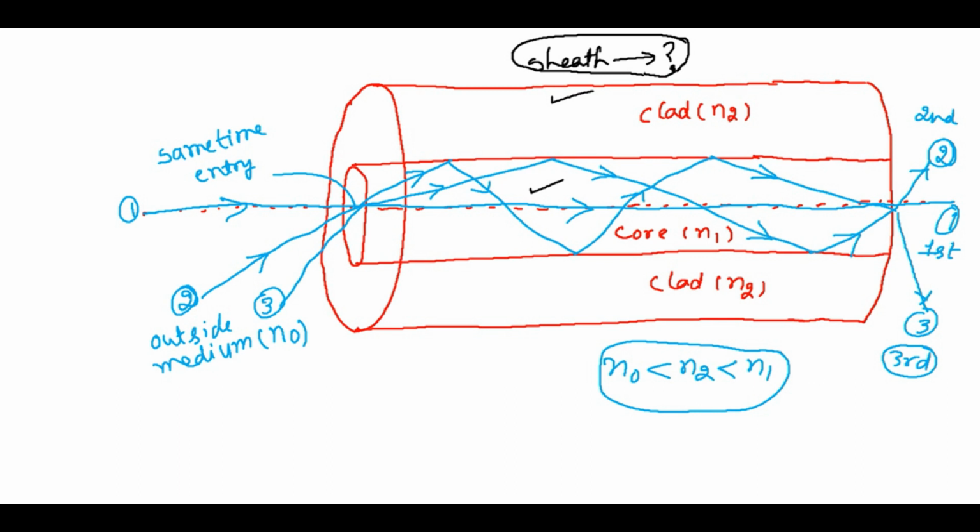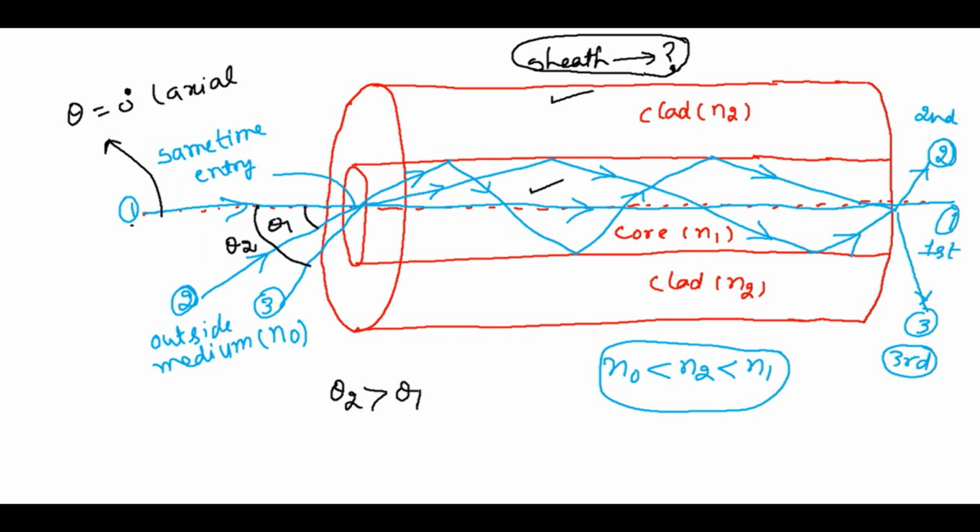I have shown here three different rays of light. Ray number 1 is traveling parallel to the axis. Ray number 2 is making some angle theta 1 with the axis of the fiber. And ray number 3 is making angle theta 2 with the axis of the optical fiber, where theta 2 is greater than theta 1. And for the first ray, the angle with the axis, let us say this angle is theta, it is 0 degrees. So this ray is also called the axial ray.